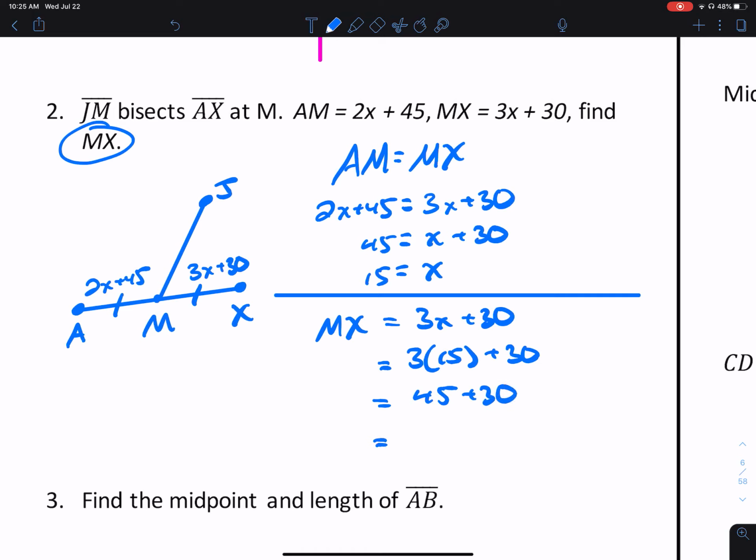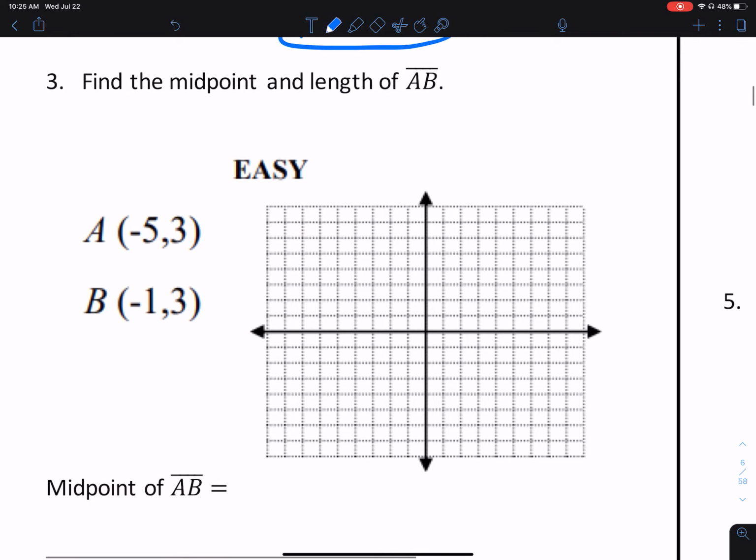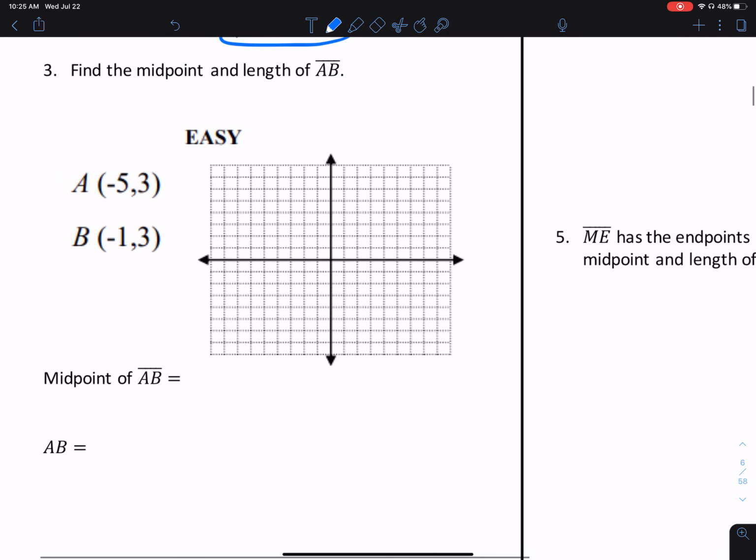And we're going to find that this is 75. That answers the question. All right, number 3. Find the midpoint and length of segment AB.